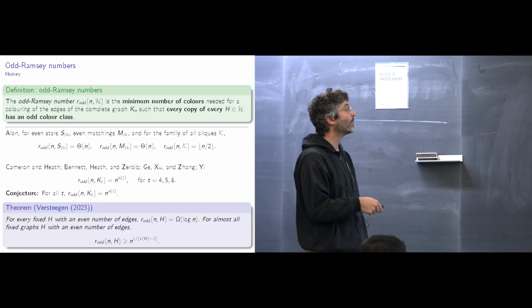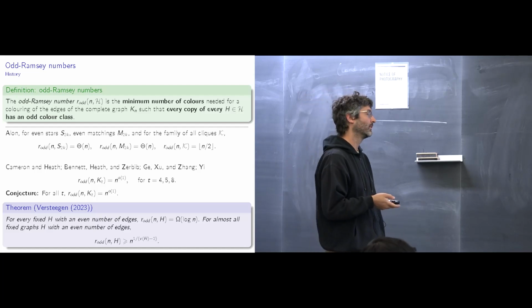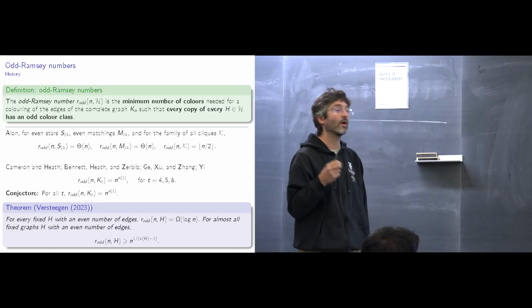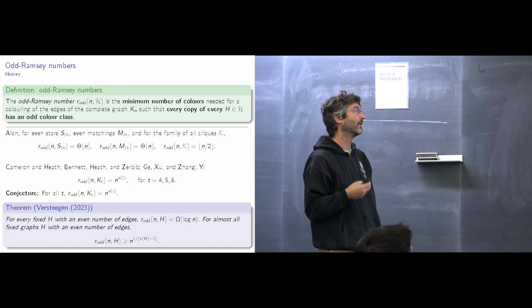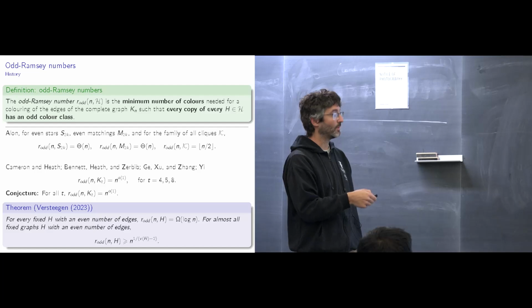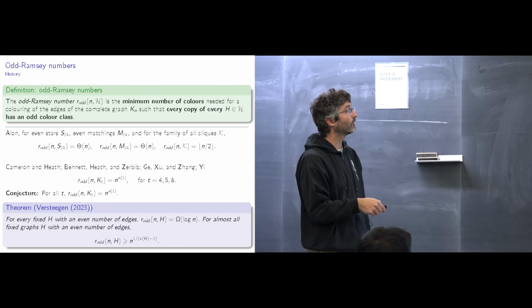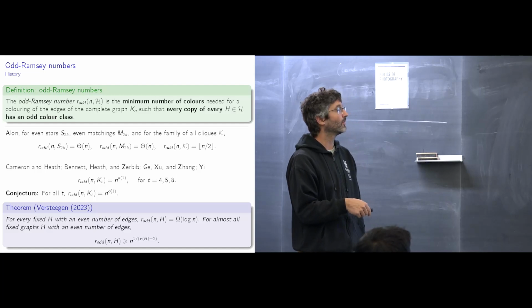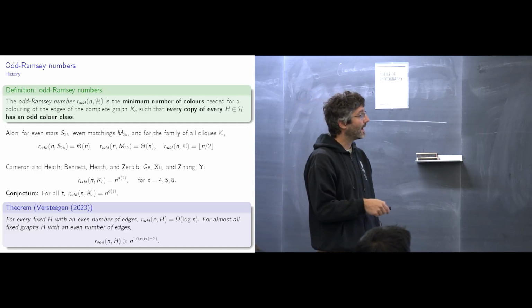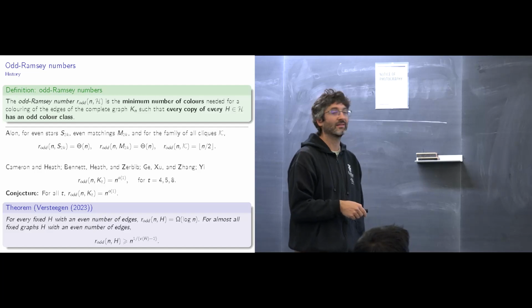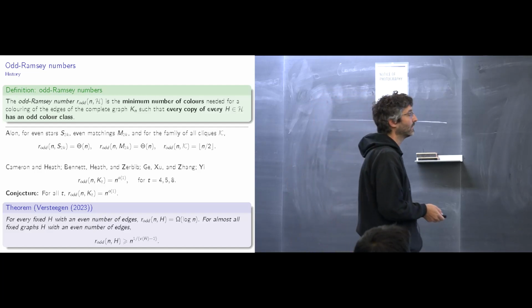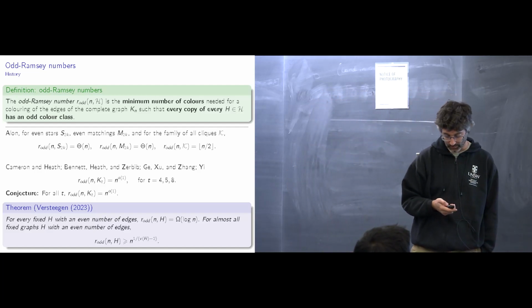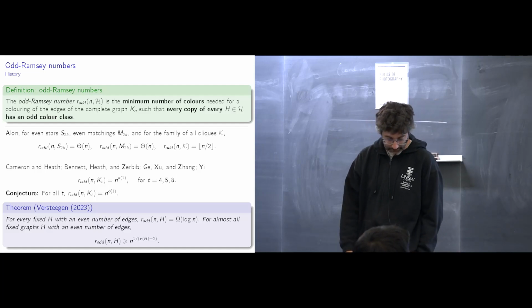And he showed that for most graphs, almost all of them, in the sense that if I take a random graph, with probability tending to 1, it's going to be polynomial in n. So we know that for almost all of them, the Odd-Ramsey number is at least polynomial, and we believe that the cliques are kind of the exceptions. So it's quite nice. There are a lot of very nice open problems in the domain.